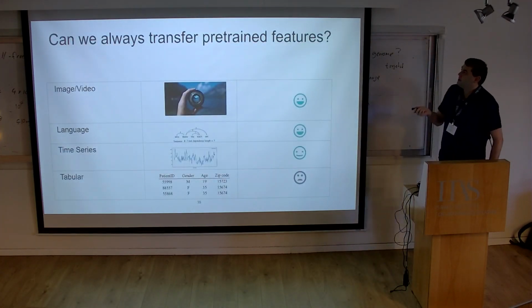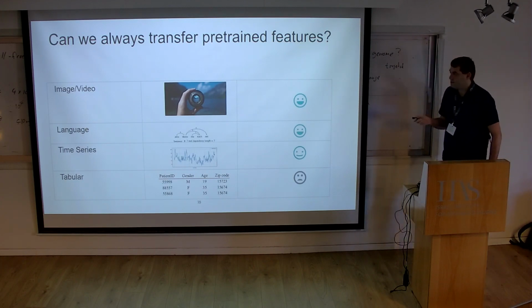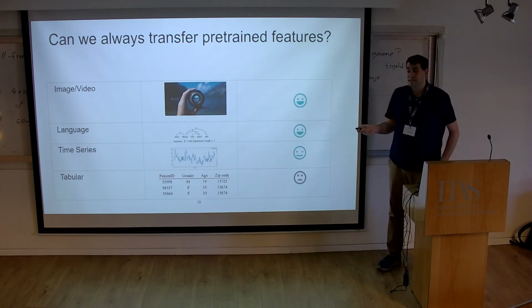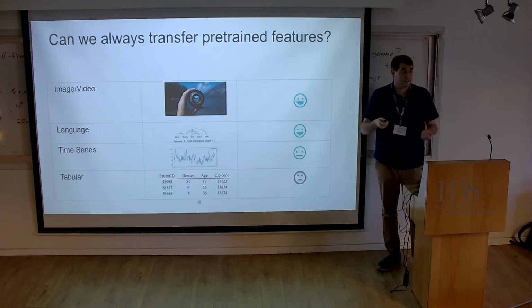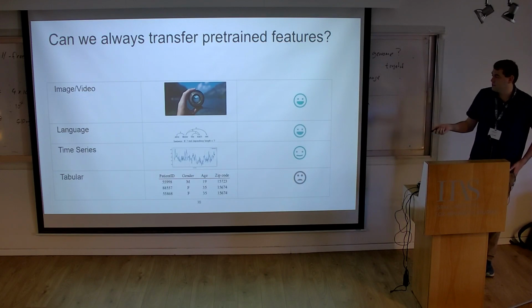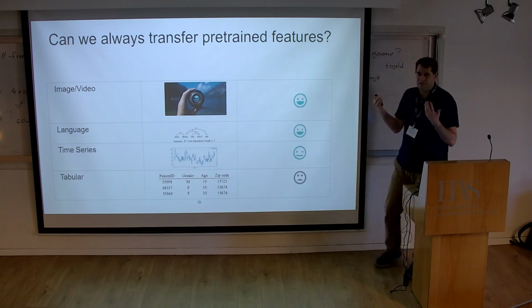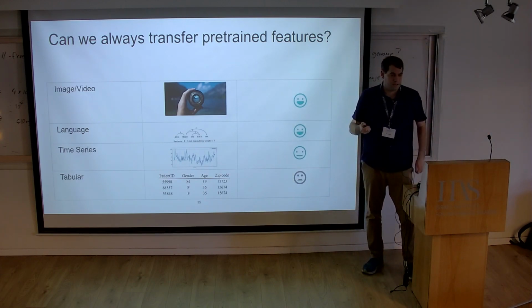So can we always use transfer learning? Not always. In image and video, we usually can, also for language. For time series, sometimes we can; for audio, we can, but not in other cases. And for tabular, no. We don't have good transfer learning for tabular data. Even, I think it's fair to say we don't even have a good deep learning method for tabular data.